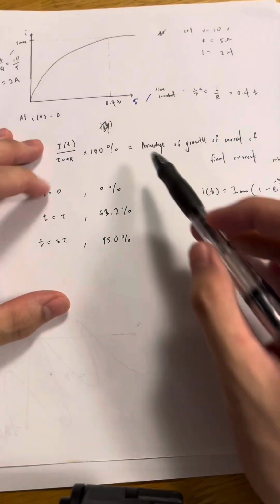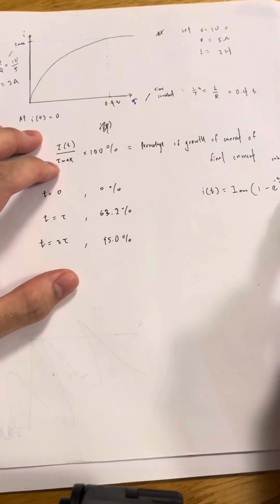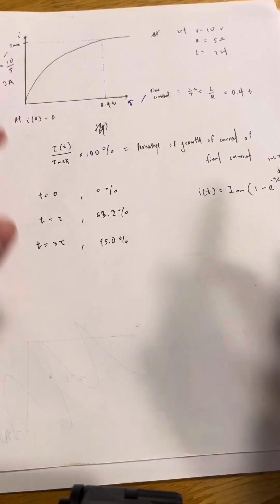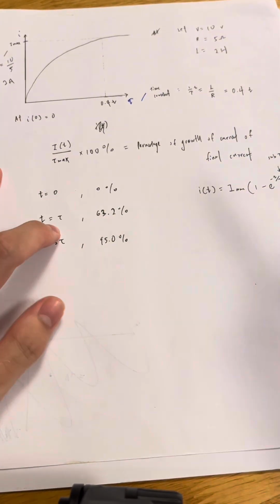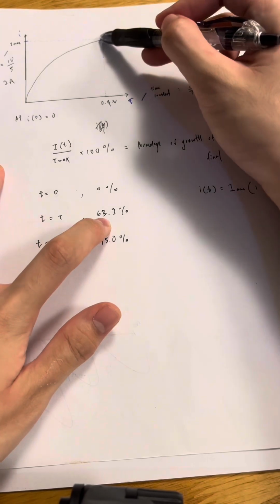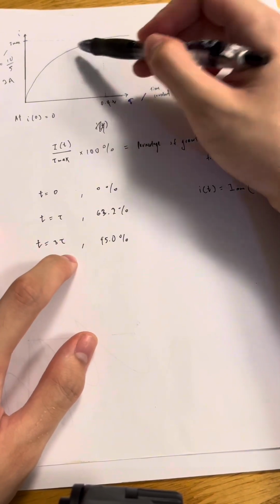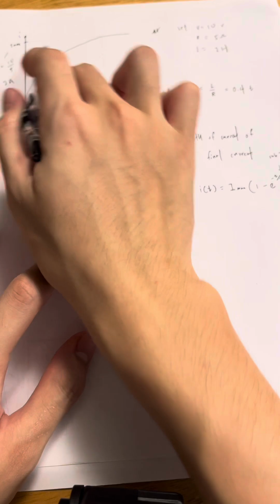Now, to calculate the percentage, you can use the formula found, divided by the I max, which is 2, times 100%. You can find the percentage of the current relative to its final current. Now, when t equals 0, obviously it's 0%, and when t equals 1 tau, it is 63.2% of its final value, which is somewhere over here. When t equals 3 tau, this is getting nearer and nearer to the I max, which is over here, and so on. As you can see, the graph is going to steady state.